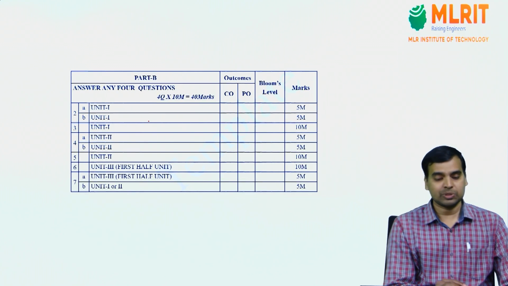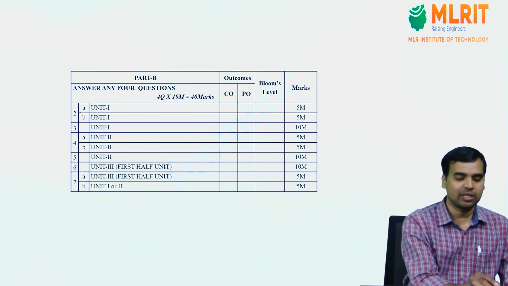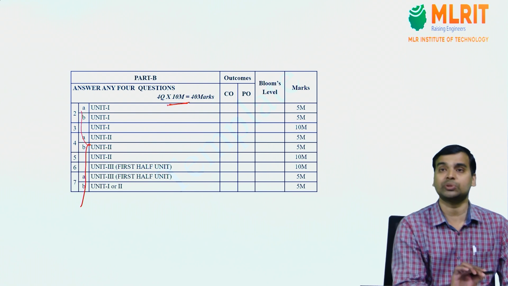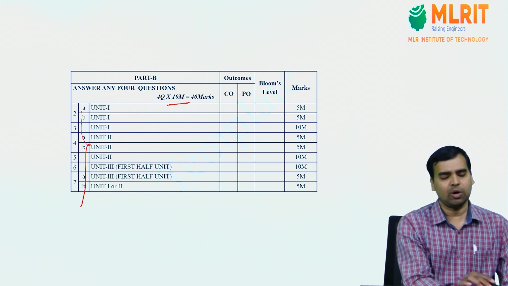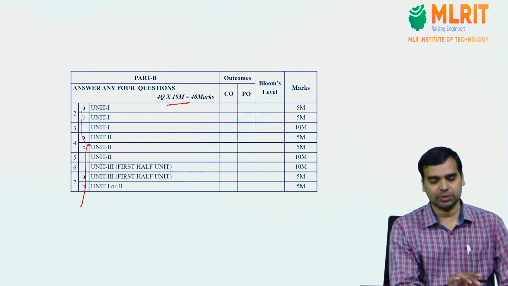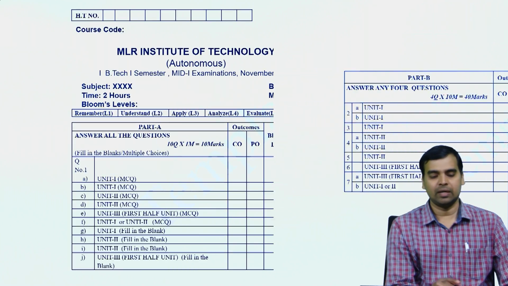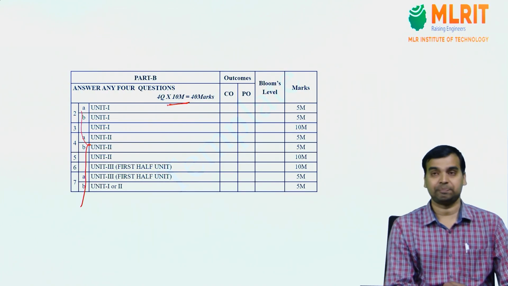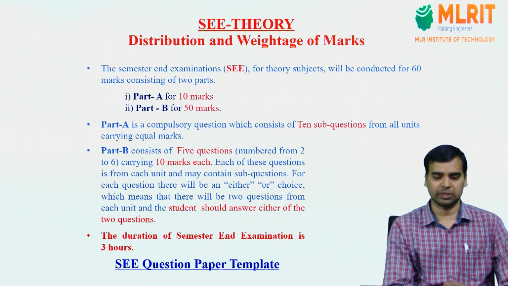And when it comes to part B, again there will be 6 questions, but each question carries 10 marks. Out of 6, the student has to answer 4 questions, 4 into 10, 40. And part A is 10 marks, so the total is 50 marks. This is about special courses.